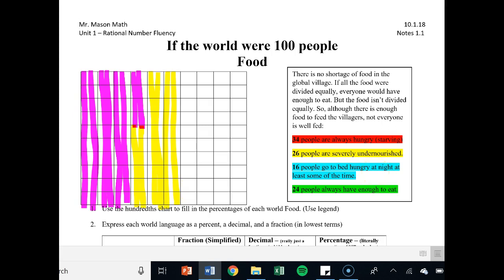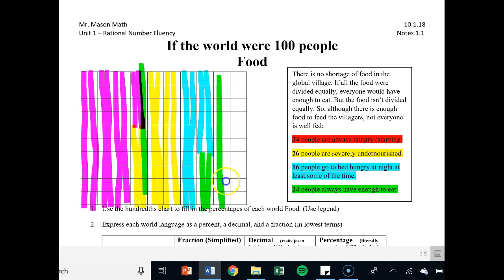So take your blue highlighter. That's 10 people. And 6 people. 1, 2, 3, 4, 5, 6. And lastly, 24 people always have enough to eat. All right, so then we take this and we highlight the rest, right? That's going to be 24.